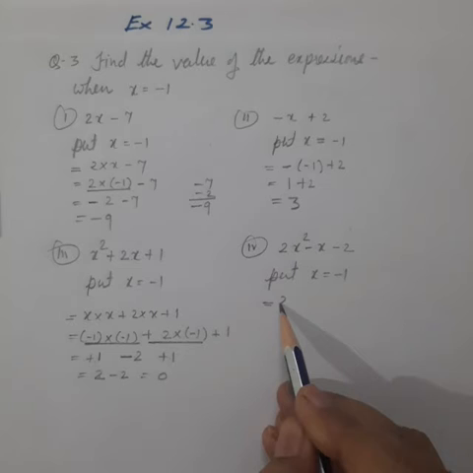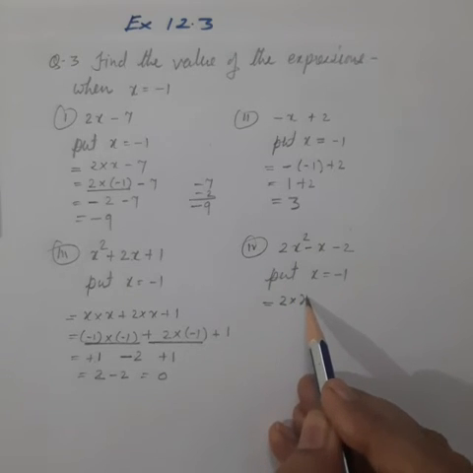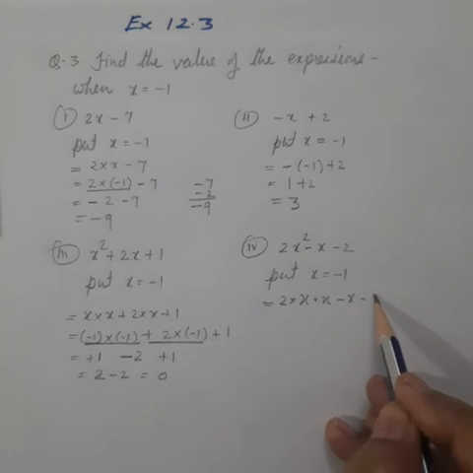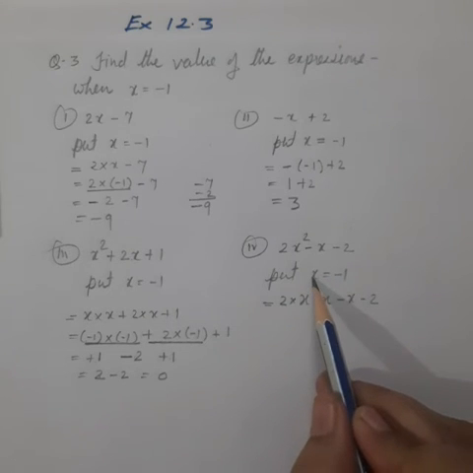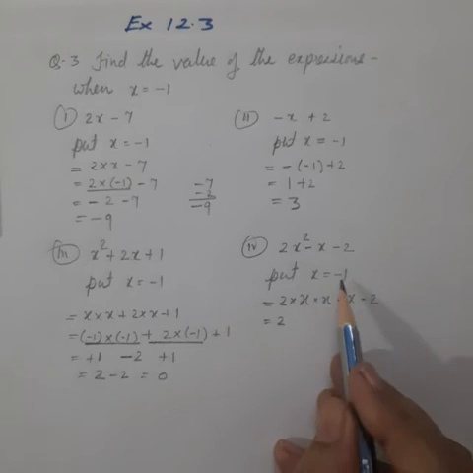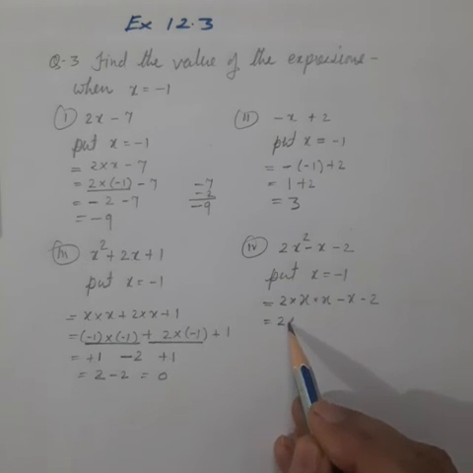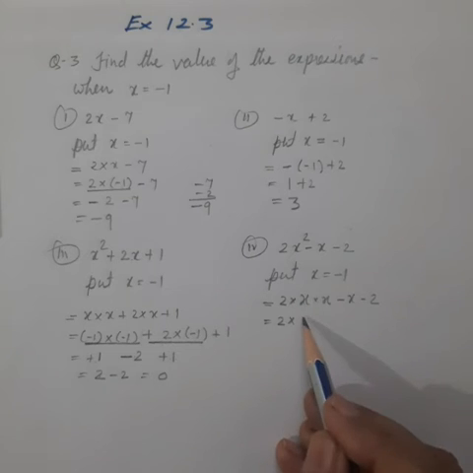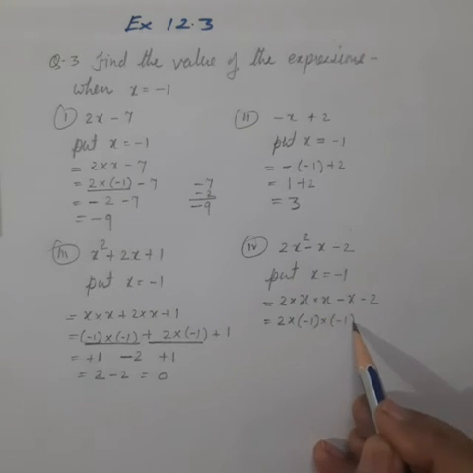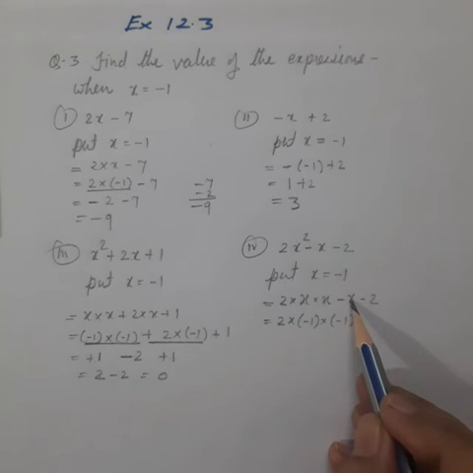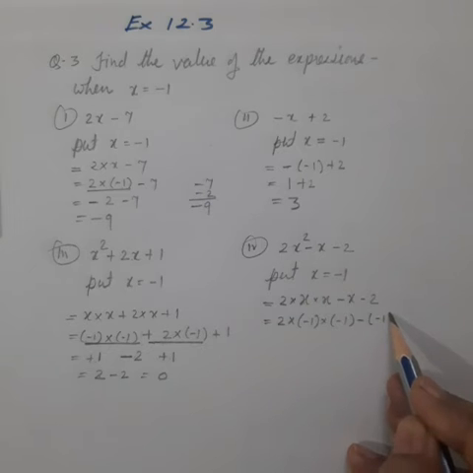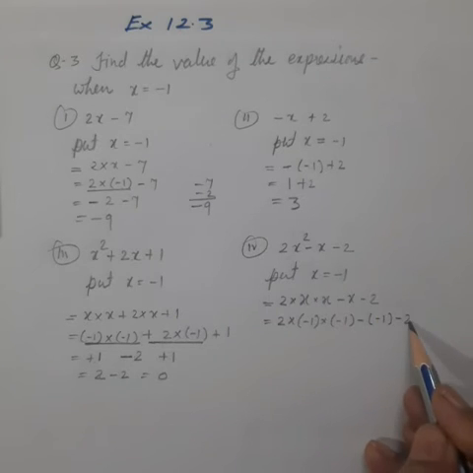2x square. 2x square means 2 into x, minus x minus 2. Now at the place of x, put the value minus 1. It is negative, so always keep it in bracket. At the place of x, minus 1. Again at the place of x, minus 1. Minus. Now at the place of x, again minus 1. Keep it in bracket. And this is minus 2.